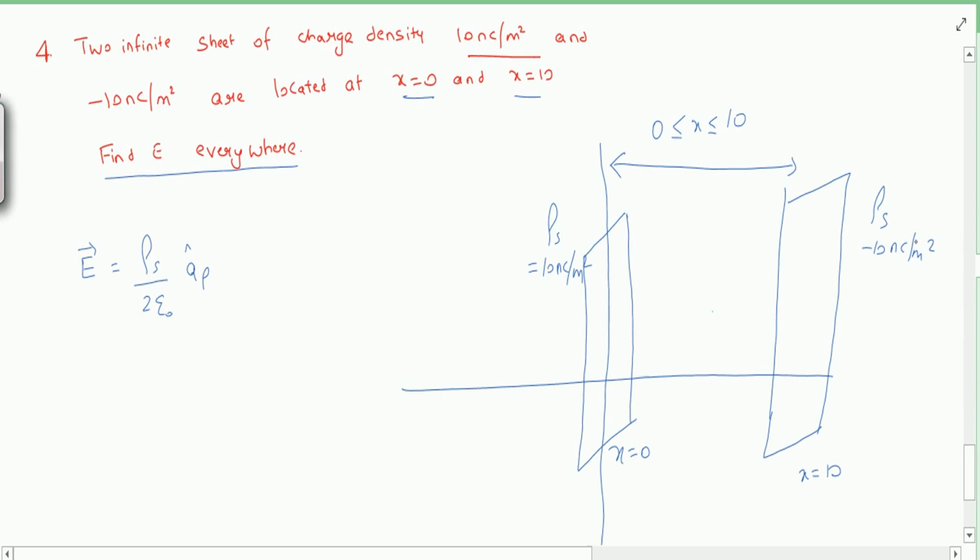So let us find the electric field in this region. Due to the positive charge, what will be the direction of the electric field? This is the x-axis, so it is in the direction of a_x. And for the negative charge, the electric field will be inwards. So what happens here is both the electric fields are getting added.